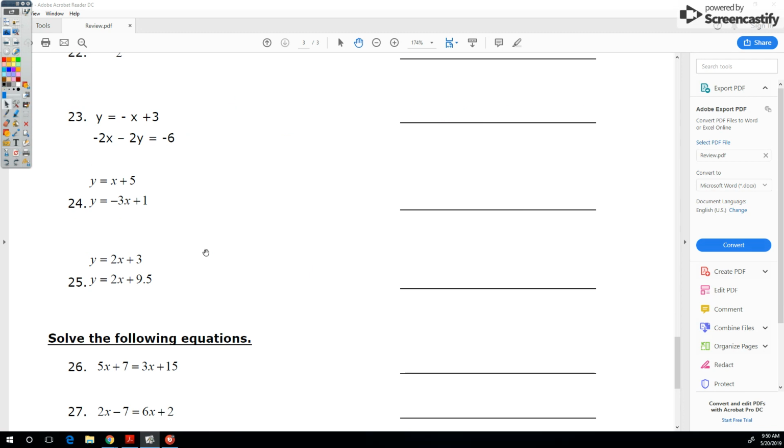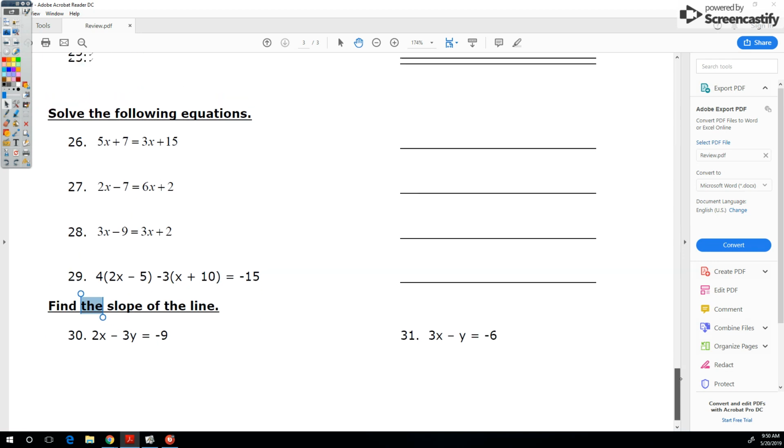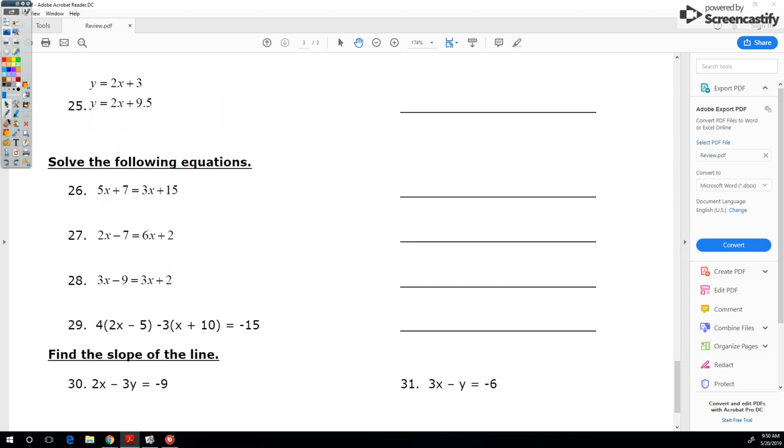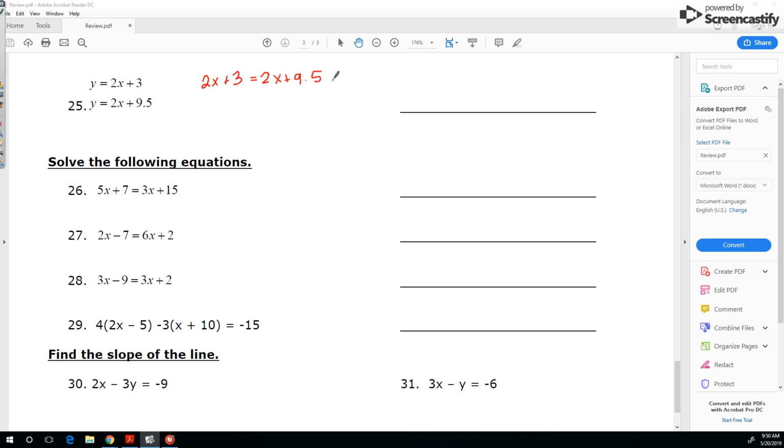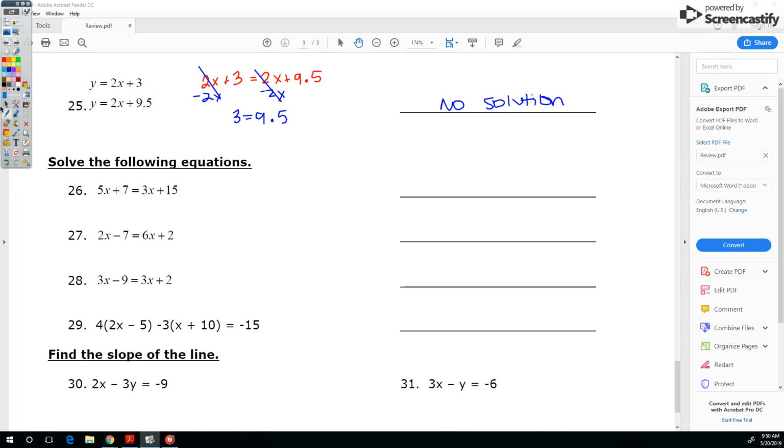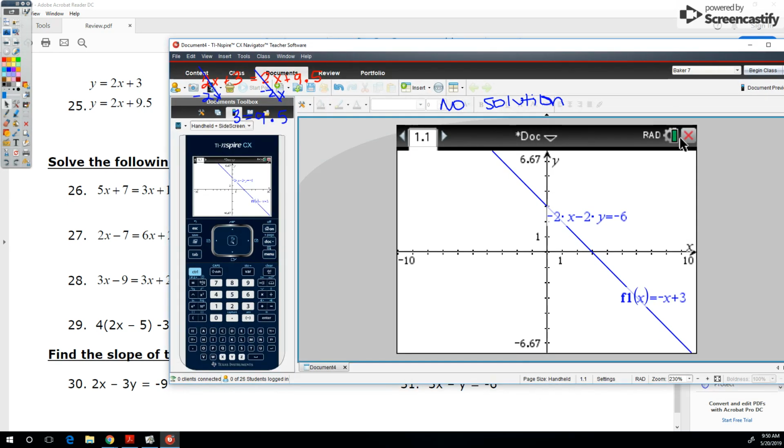All right, last one in this section. Both equal to y, so set them equal to each other. So let's subtract 2x from both sides to get the x's together. And oh my, they both cancel. Does 3 equal 9.5? Absolutely not. So we're going to say this is no solution. And it is because the lines are parallel. They won't cross. They won't touch.